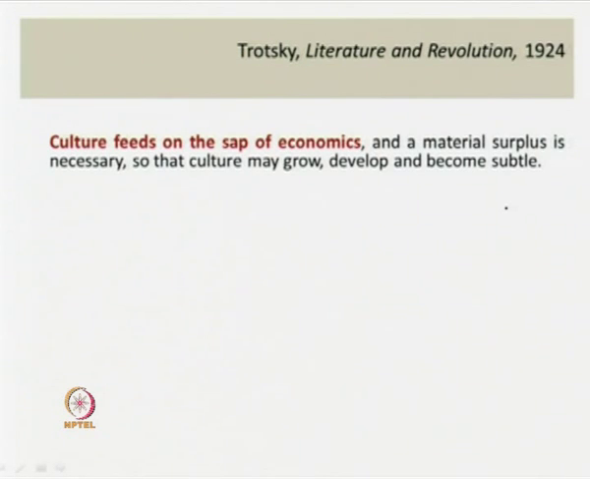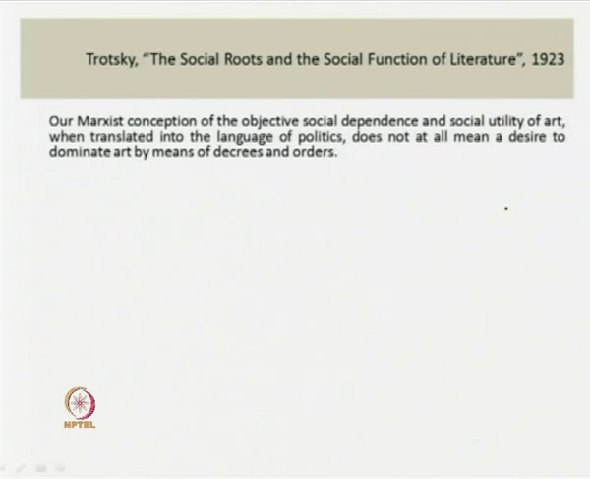Trotsky says that culture feeds on the sap of economics, and the material surplus is necessary so that culture may grow, develop and become subtle. He says in The Social Roots and the Social Function of Literature that our Marxist conception of the objective social dependence and social utility of art, when translated into the language of politics, does not at all mean a desire to dominate art by means of decrees and orders. Here is Trotsky seeking to defend his view of what a Marxist criticism ought to be like. Just because we want to study the objective social dependence and the social utility of art doesn't mean that it is propagandist.